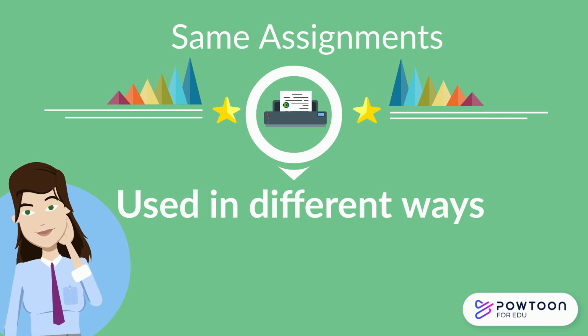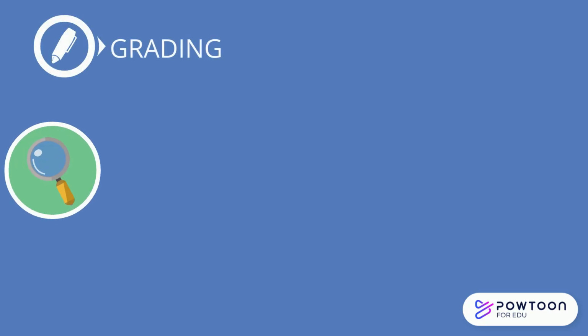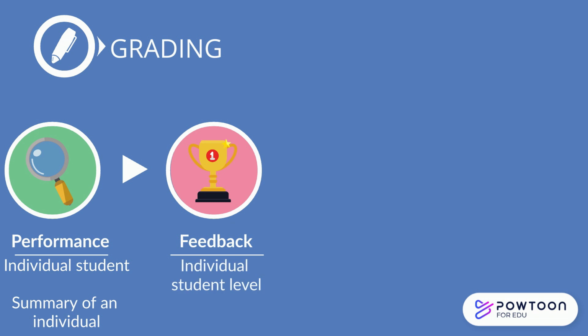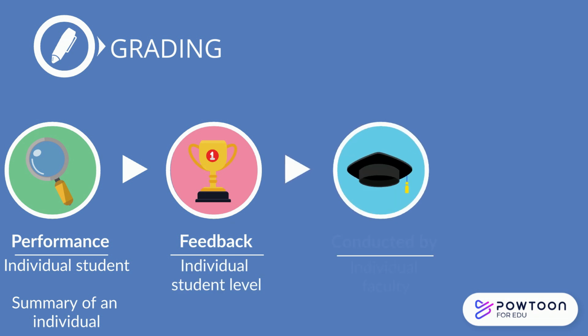First, grades focus at the individual level. The performance is done by an individual student. The feedback is given to an individual student. The grading is done by an individual faculty member. And so at this point, what does the information tell you other than the individual performance?